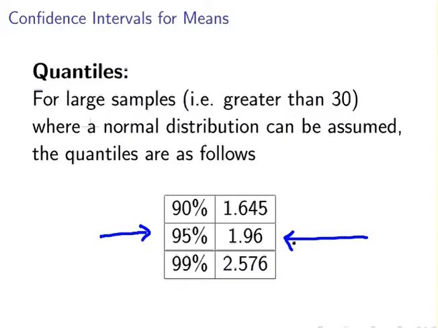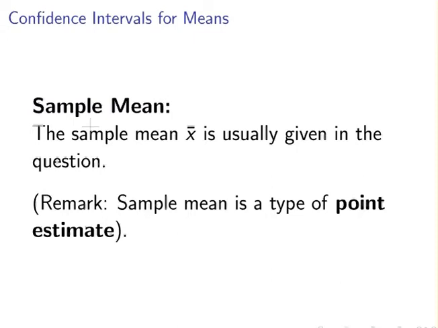Sometimes you might be asked to find a 99% confidence interval. Sometimes you will be asked to find a 90% confidence interval. Those cases are very rare. Usually it is 95%. The sample mean, which is denoted x bar, that's how we verbalize that, is usually given in the question. Just a quick remark, in a lot of books it would be listed as the point estimate. The point estimate is a general term for all types of estimates that include the sample mean, values that are single values that are derived from a sample.